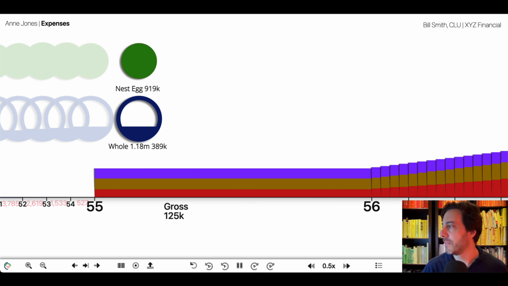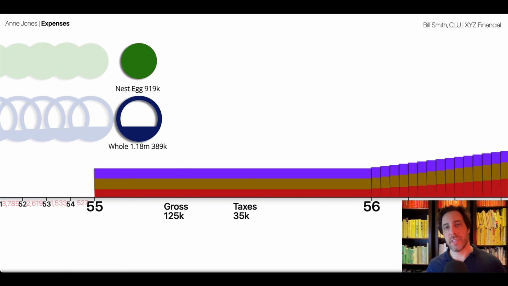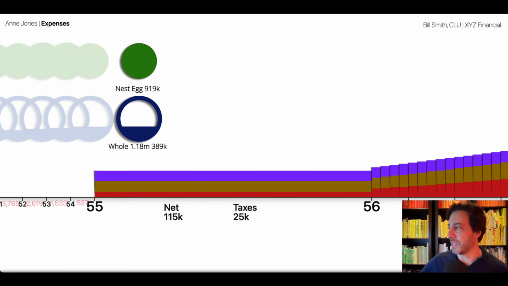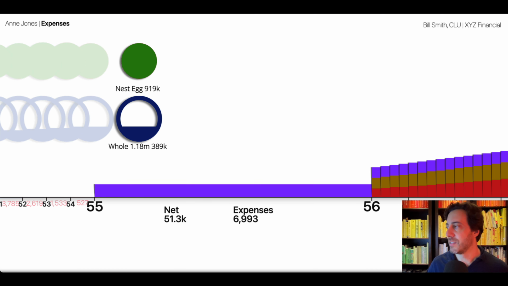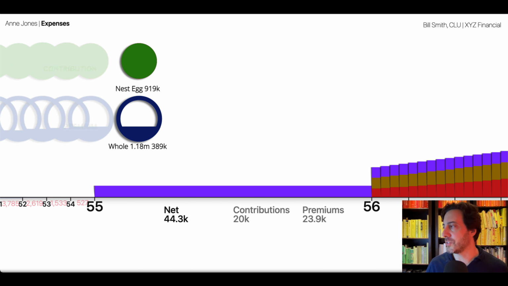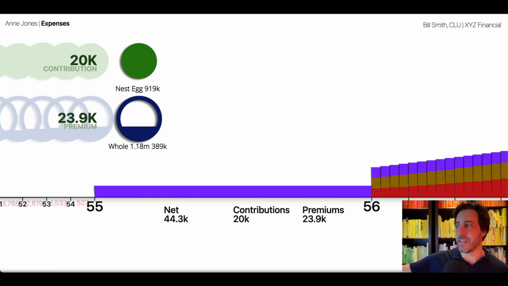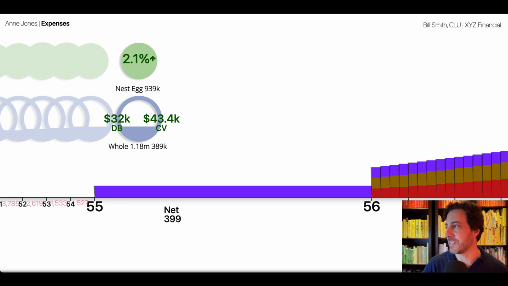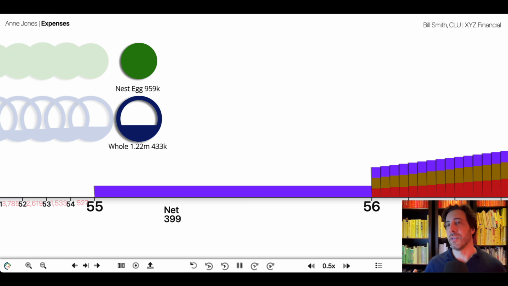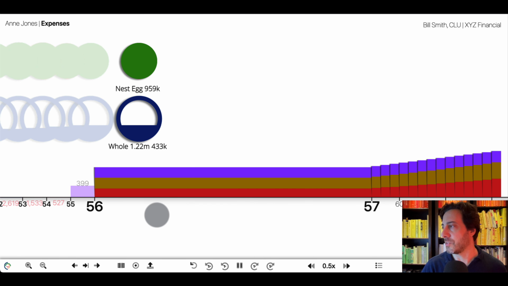Let's press play. Grossing 125, so they're making more money, paying their taxes. The red goes away. Their expenses, the cost of living went up, $45,000, so that goes away. Left over with $44,000 and change, still contributing to the nest egg and the whole life policy. And that's going to leave them with about $400 in a surplus this year. And so you'll see that's going to stay on the top of the timeline. Again, we can inspect the years that the income is alerting us to.